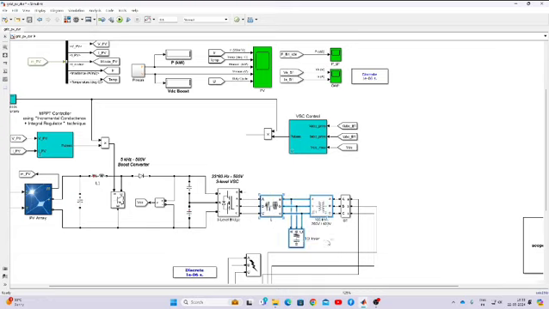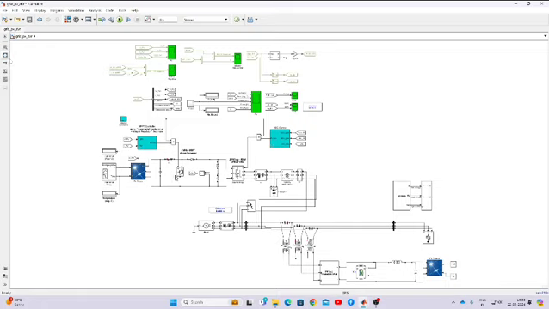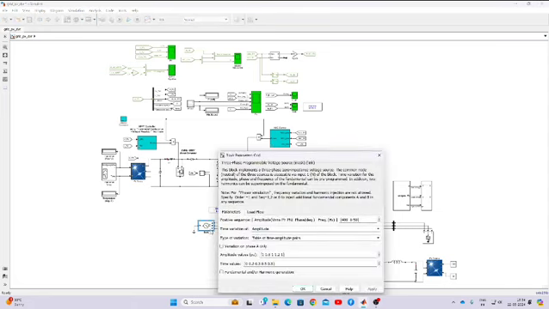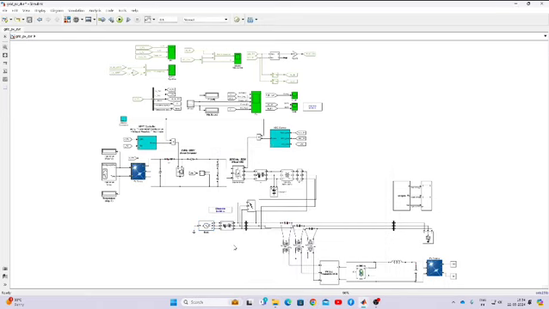It is a step up transformer, so automatically whatever power is generated from this PV is sent to the grid. This is the grid point. The grid is a 400 volt, 50 hertz supply.